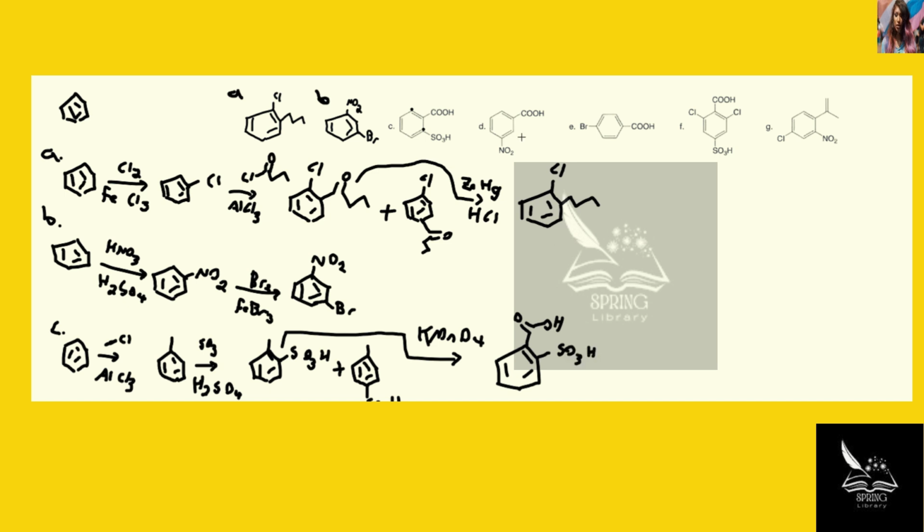So now what about D? Well, D, similarly, we have a carboxylic acid, but now a nitro group. And we see that these are meta substituted with one another. So what we can do is, well, we have two options. Both nitro and carboxylic acid are meta-directing.